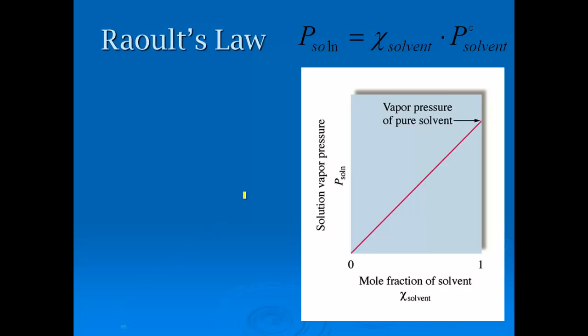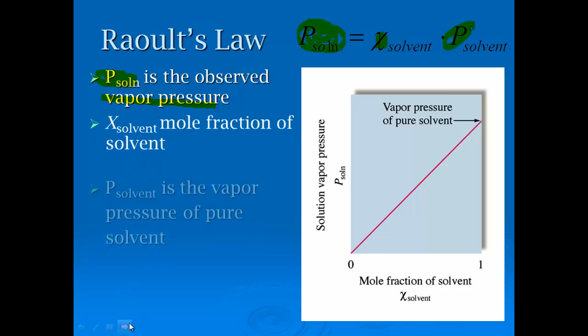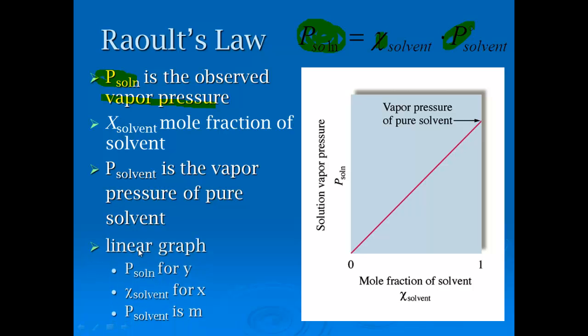Now you have what's called Raoult's law, where you have the pressure of the solution, you've got the mole fraction, and then the pressure of the solvent under ideal conditions. Remember, that little circle just means ideal conditions, which is usually 25 degrees Celsius and 1 atm. Now the pressure of the solution is the observed vapor pressure, so it's the vapor pressure above the solution. We've talked about mole fraction, vapor pressure of the pure solvent, and it's a linear graph, so that you get a straight line if you have the pressure of the solution, graphed against the mole fraction of the solvent.